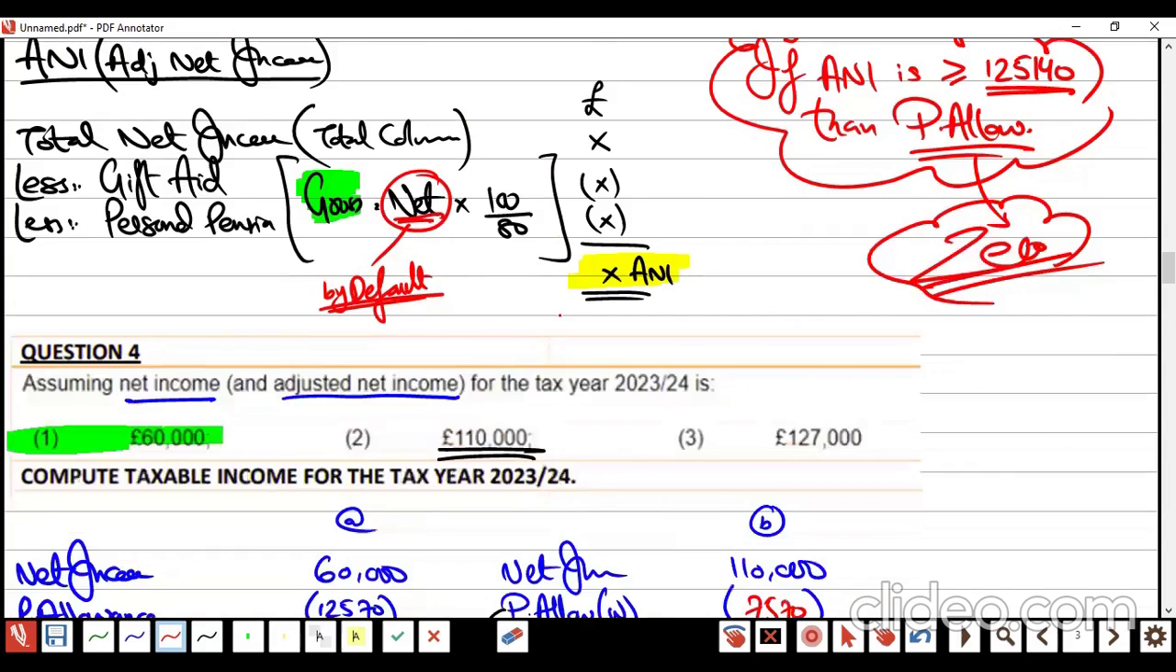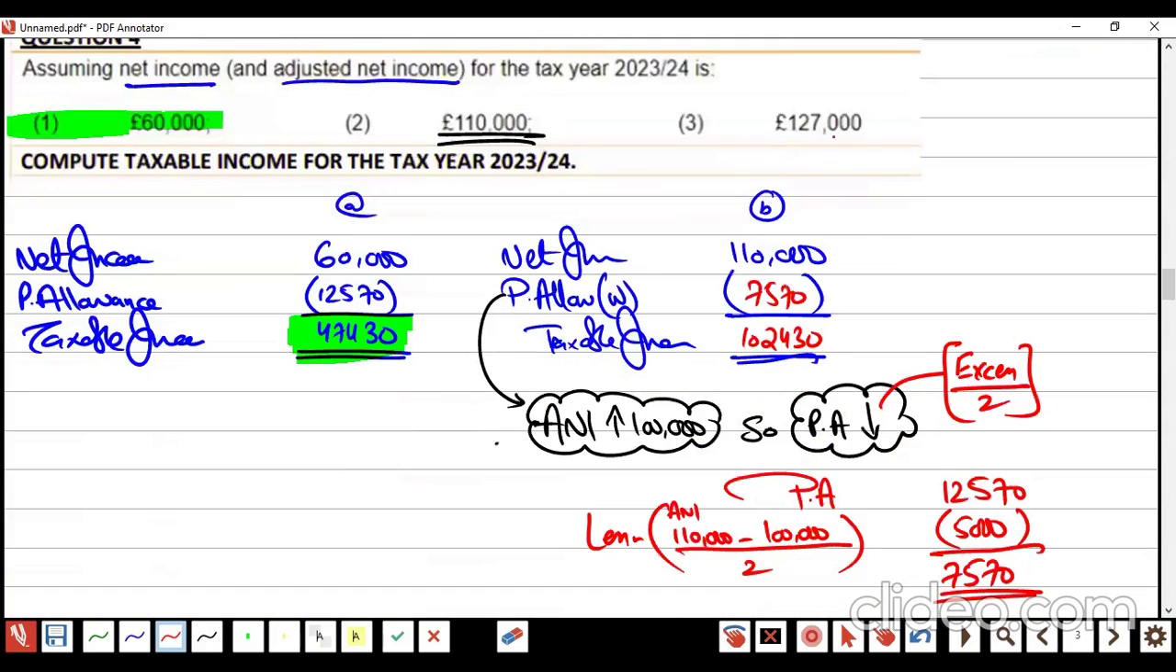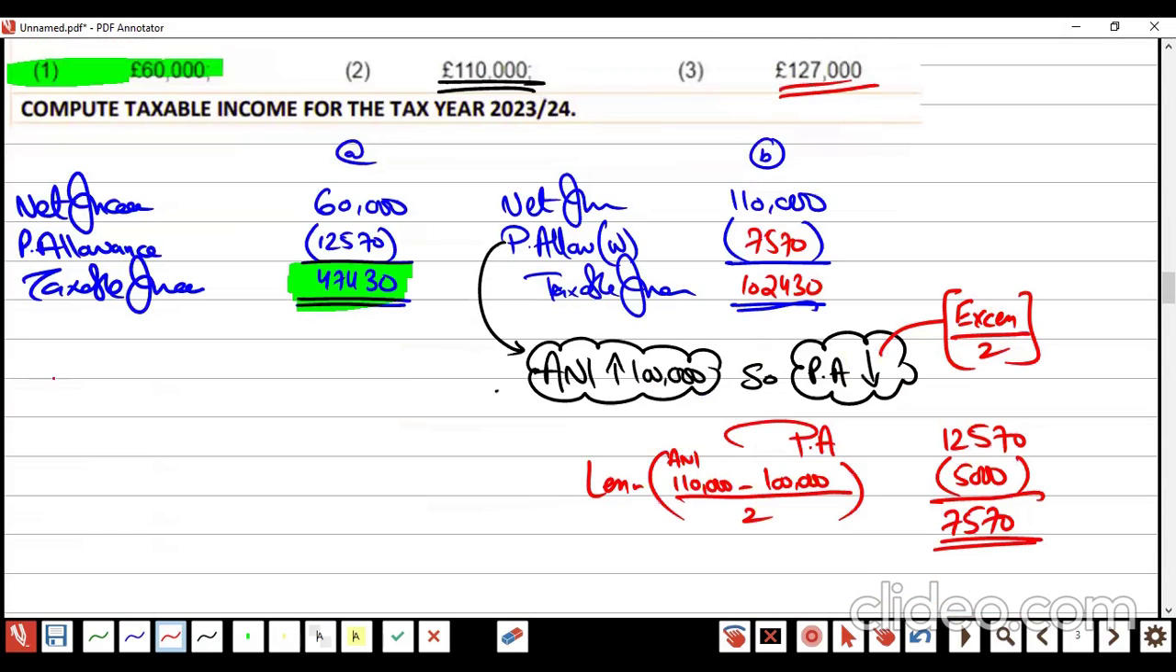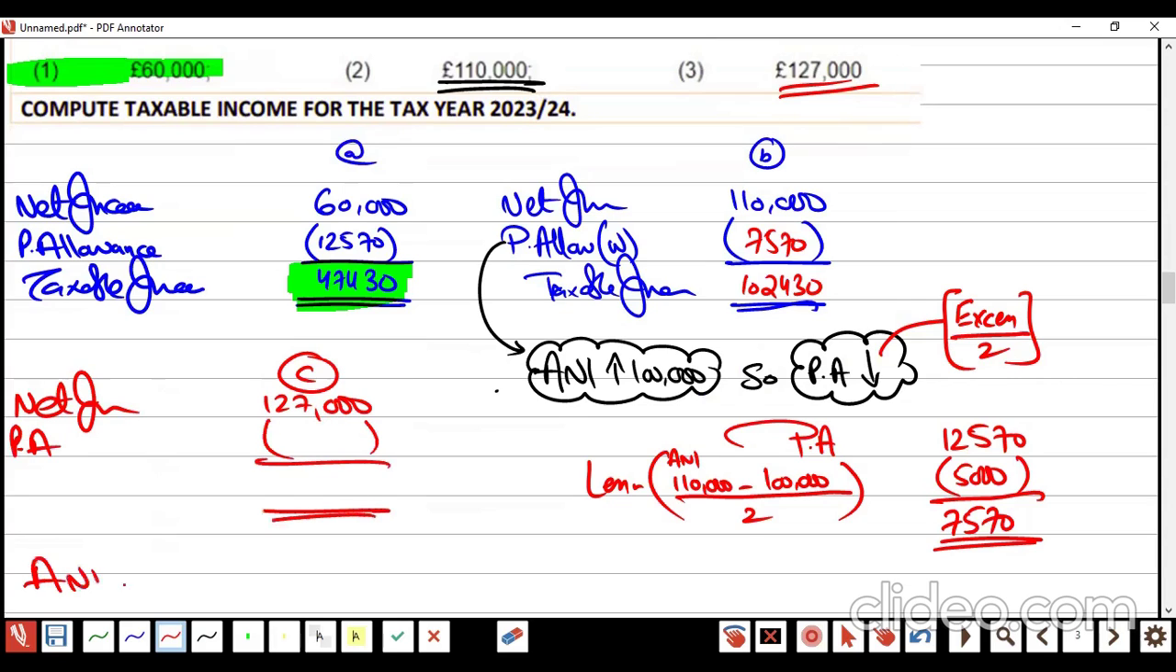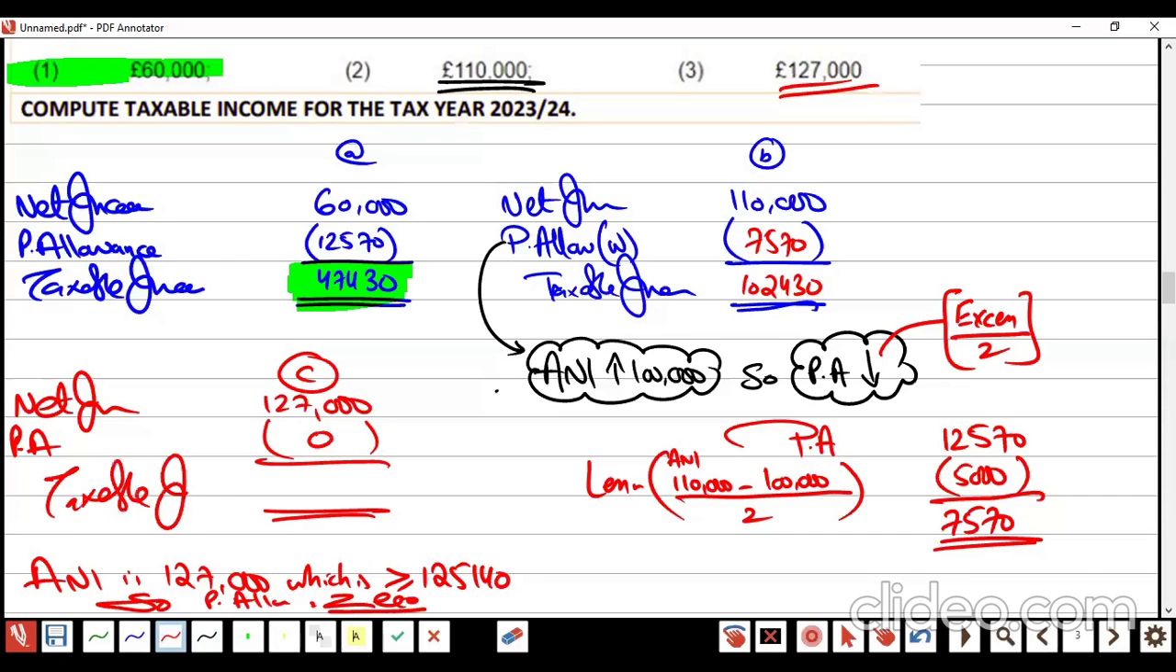Let me write it here in part C. What happens? Net income is directly 127,000. ANI and net income are the same, no? Yes. ANI is 127,000, which is greater than 125,140. So the personal allowance goes. You lose your personal allowance, correct? Correct. It becomes 0.